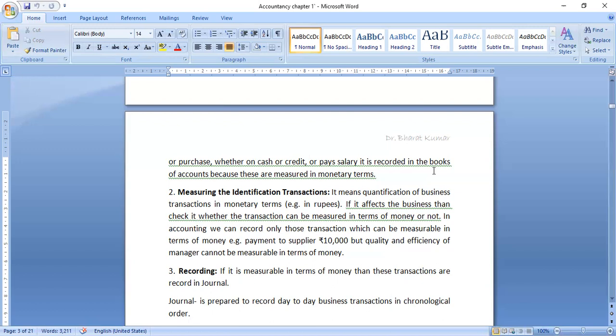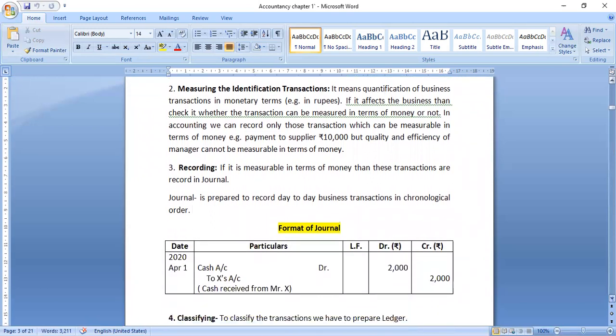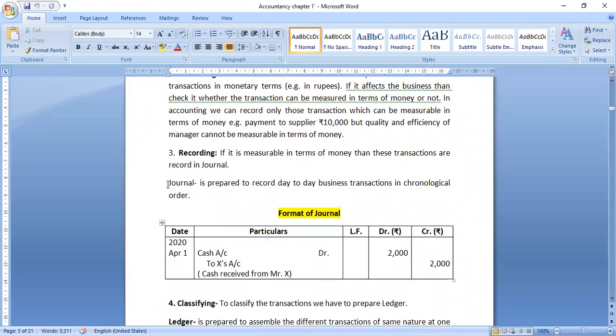Yes, sir. Okay, now if you feel that it's a business event and we can express it in terms of money, then you have to record the transaction, and for that purpose you have to make a document that is called journal. So journal is the first documentation of the business transaction, where you will record the day-to-day business transaction in chronological order. Chronological means date-wise, where you have to record the things date-wise, year-wise, and month-wise.